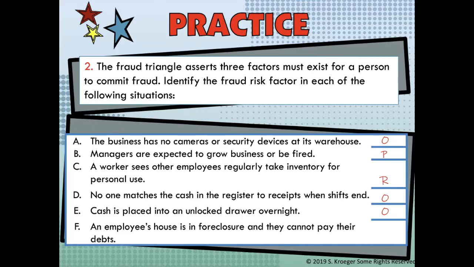Lastly, F, an employee's house is in foreclosure and they cannot pay their debts. This one would also be pressure, but unlike part B, where there's pressure at the job, in part F, there's pressure at home. This is why some companies will check your credit background if you're working in a financial institution. If you're going to be around money all day, then it's better to make sure that you do not have money problems of your own because there's pressure and it adds to the temptation.